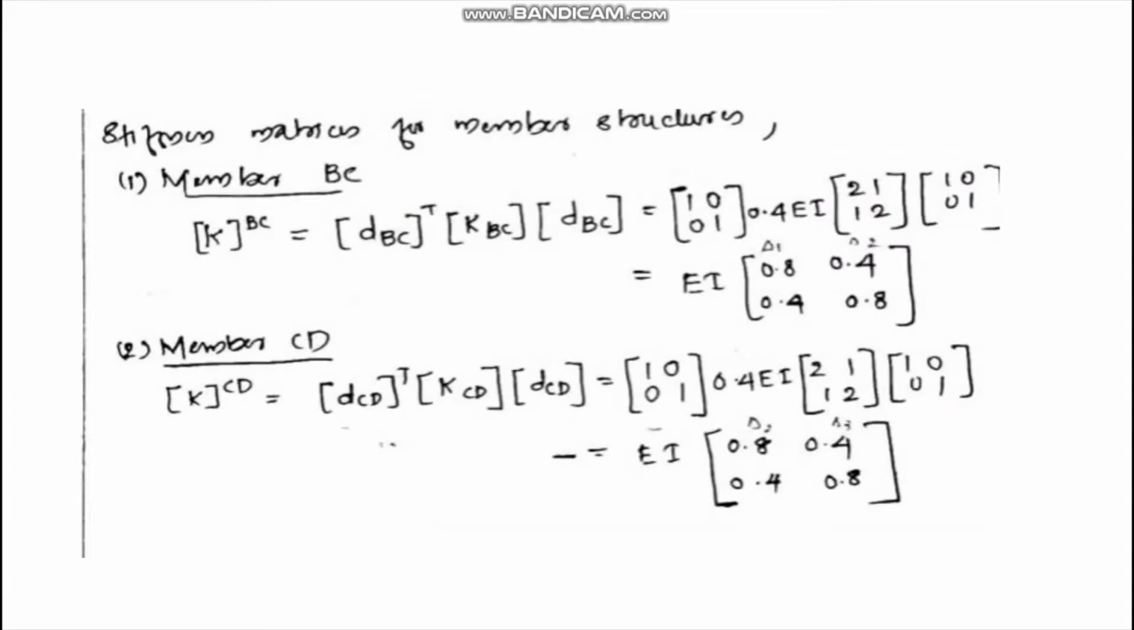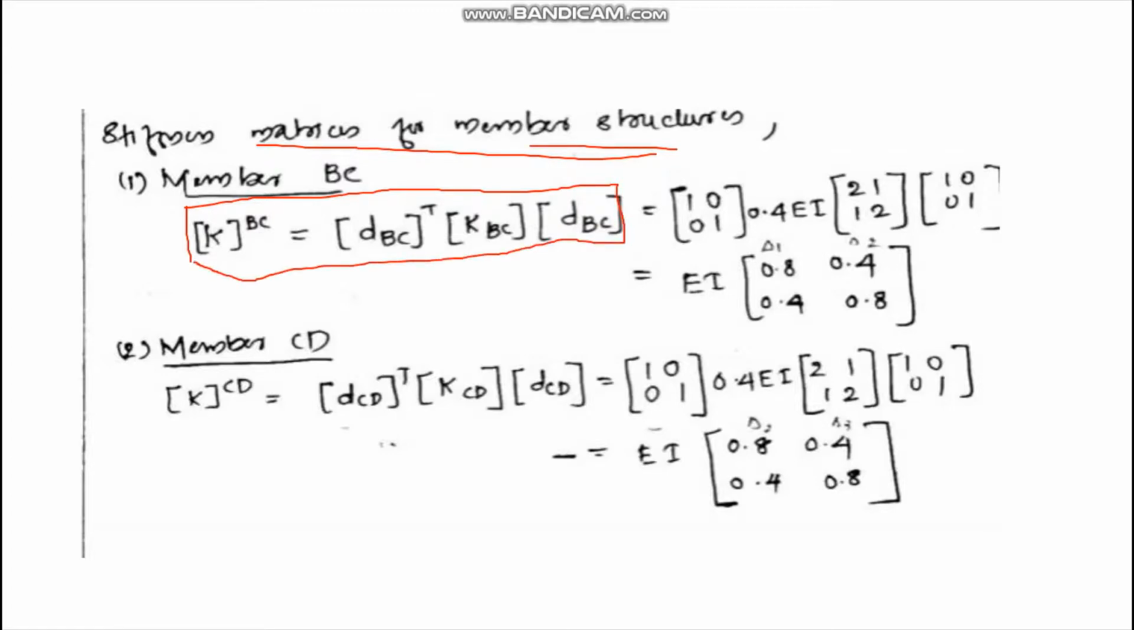Next step is to find the stiffness matrix for the member structures. We said in the previous video that the formula to find the stiffness matrix for the member structure is KBC equals DBC transpose KBC into DBC. Substituting the values, we'll get the stiffness matrices for member structures for the members BC and for the member CD.